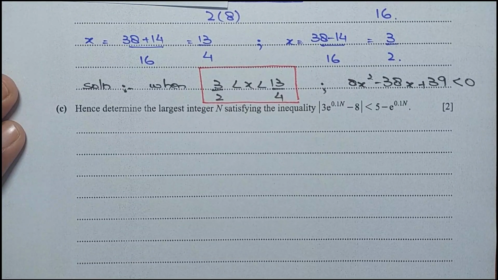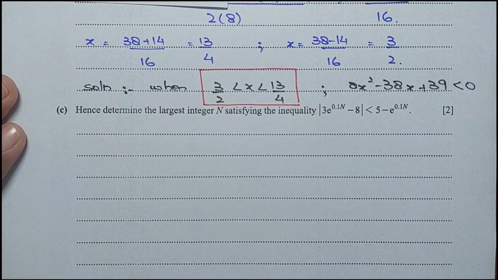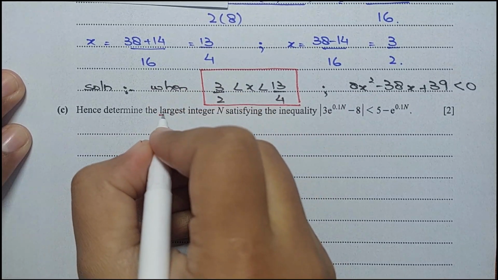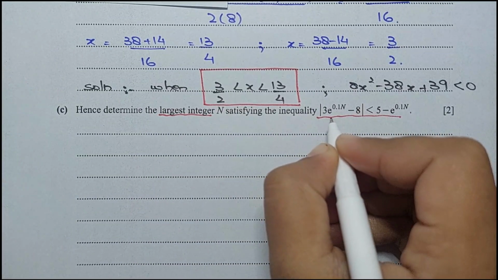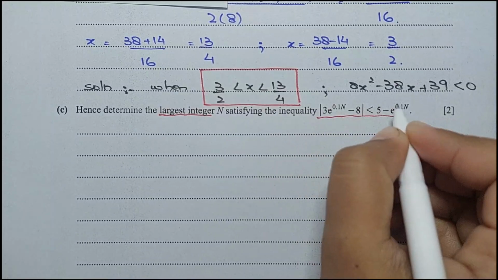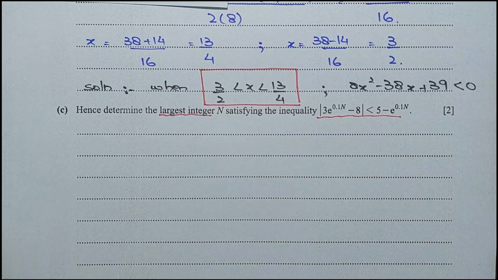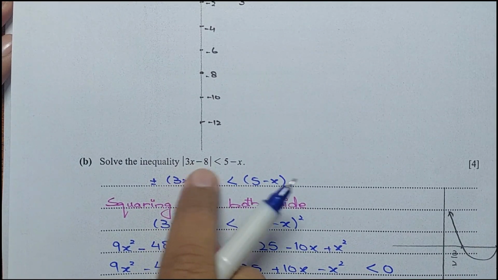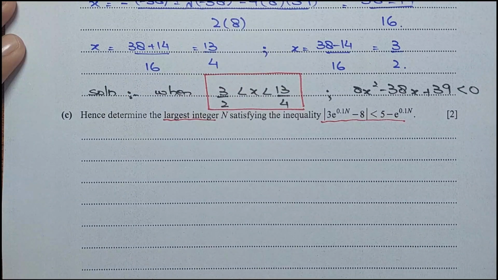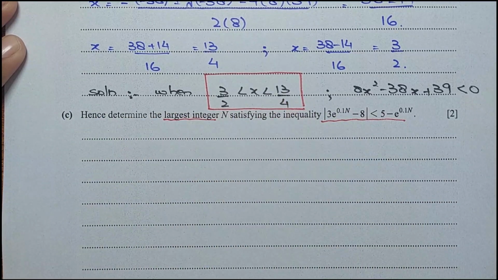Now moving to part C, hence determine the largest integer. Hence means use the answer from the above part. You determine the largest integer n satisfying the inequality absolute of 3x minus 8 is less than 5 minus x, where x is replaced with e to the power 0.1n. Now we can see this inequality is exactly the same as in part B, which is absolute of 3x minus 8 is less than 5 minus x, right? Hence means use this result.